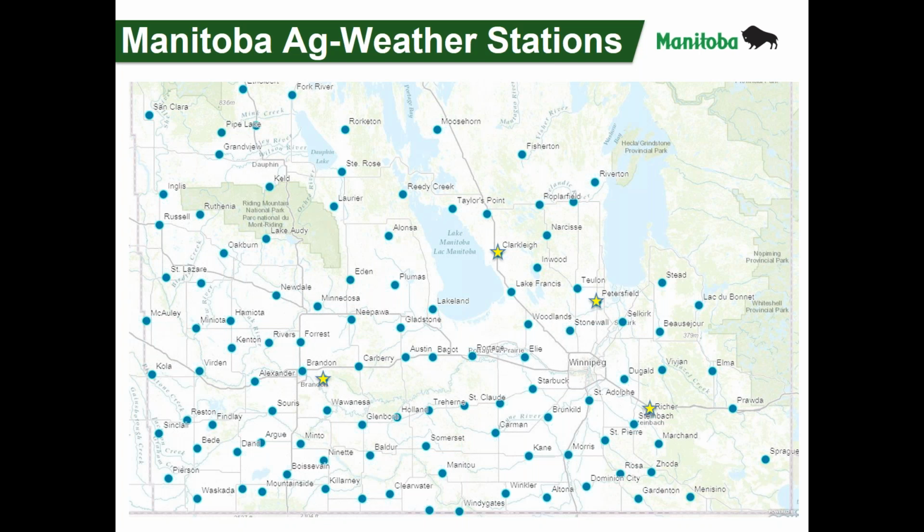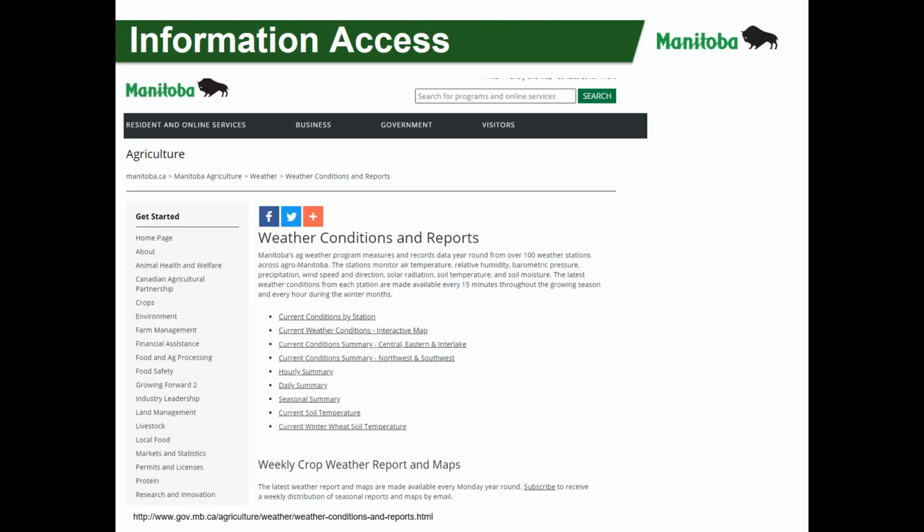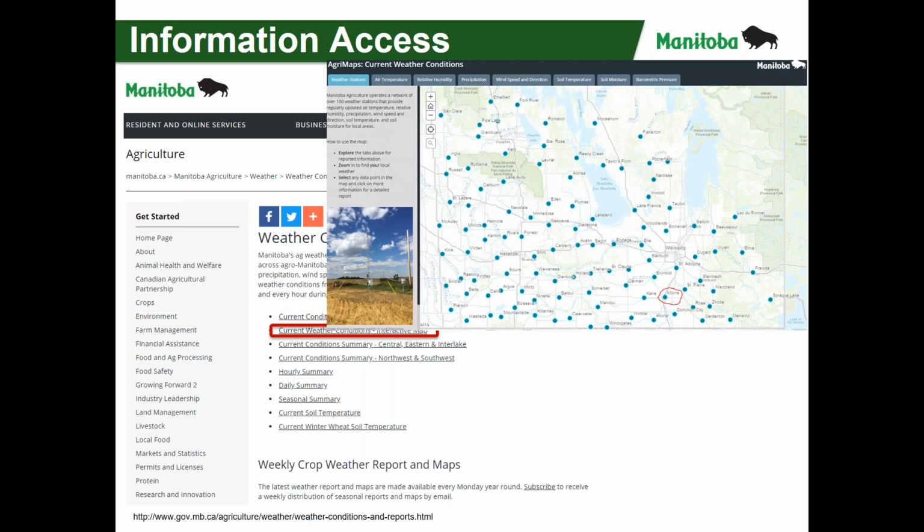In terms of data access, feel free to visit our website. One of the popular pages that we keep having visitors go on to is our current weather condition interactive map. If you go on there, you can see what's happening currently. It's updated every hour, and by clicking on any of the tabs, air temperature, humidity, precipitation, wind speed, it shows you what's happening right at the top of that hour.